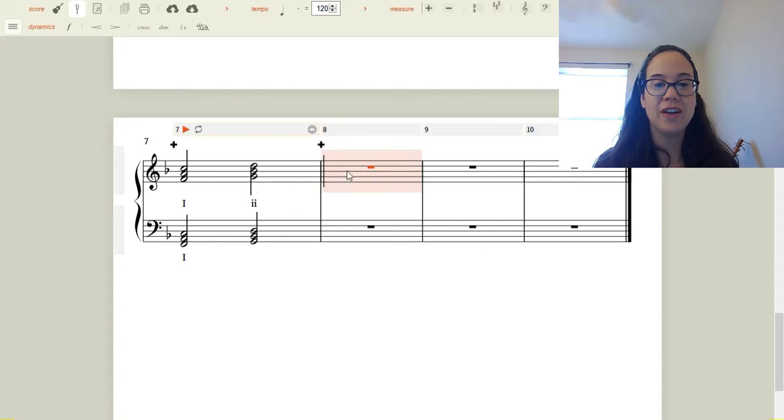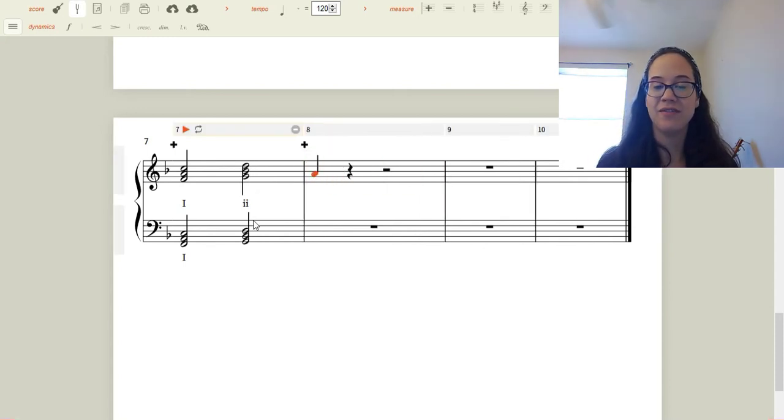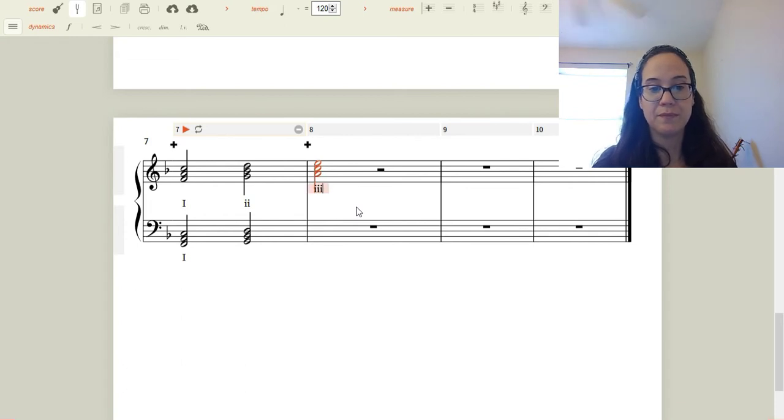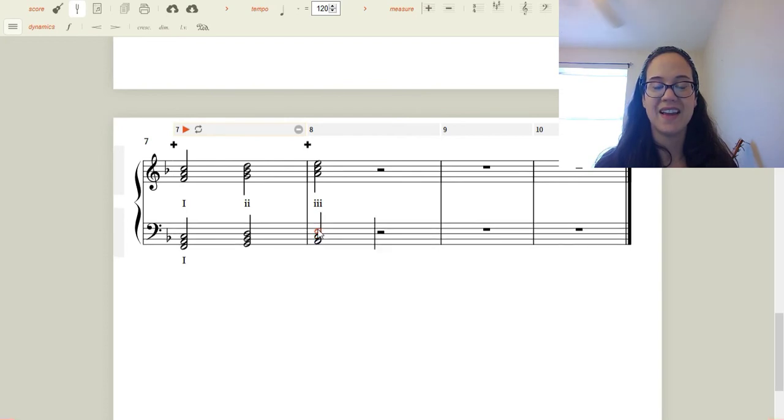If our 2 chord is here, our 3 chord is here. Skip and skip. If our 2 chord is here, our 3 chord is here. Skip and skip. What I'm going to do for the rest of them is to create one half note chord that I can just copy and paste.